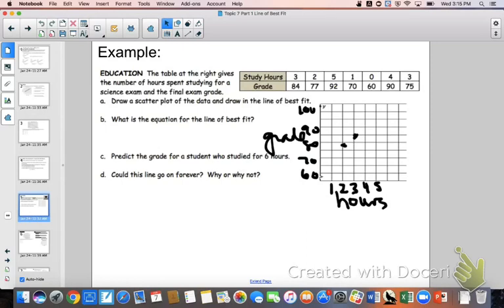5 hours, 92. 1 hour, okay, that's totally my dog snoring right now. I apologize.